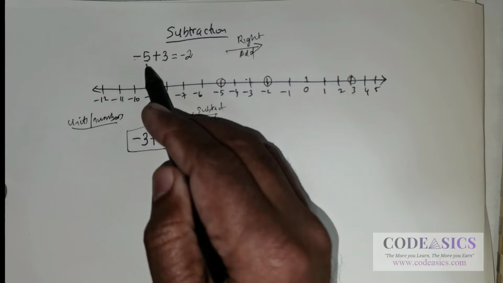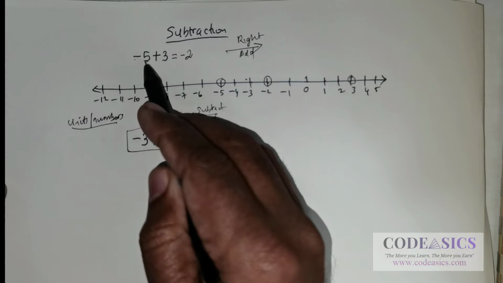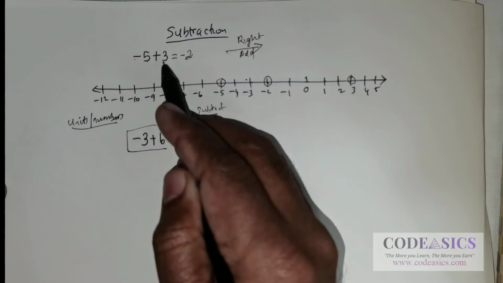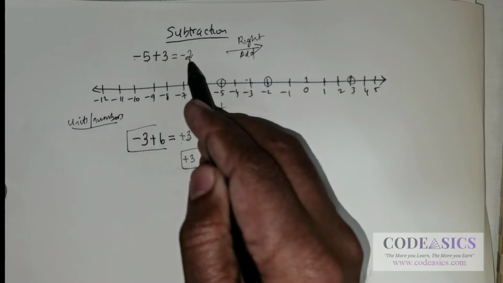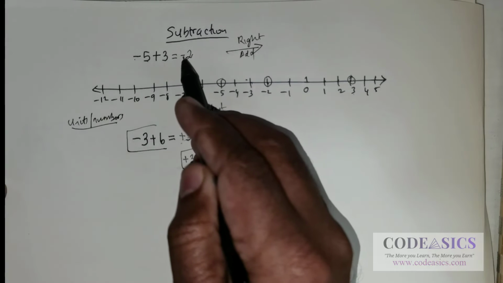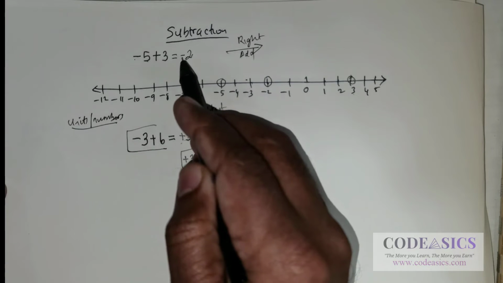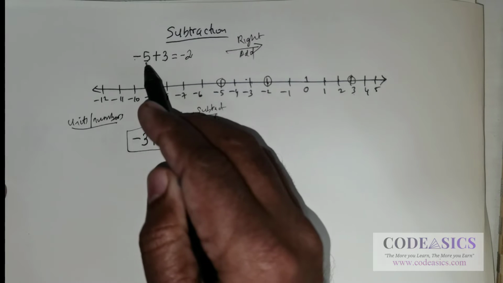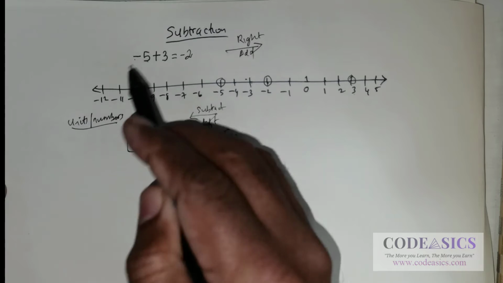So in this case, what happens? You're actually having a number 5 with a negative sign, and that 5 is greater than 3. So that's why when we have the result 2, we place the sign of 2 to be negative, which is apparently the sign of 5, the larger number of the given two numbers.